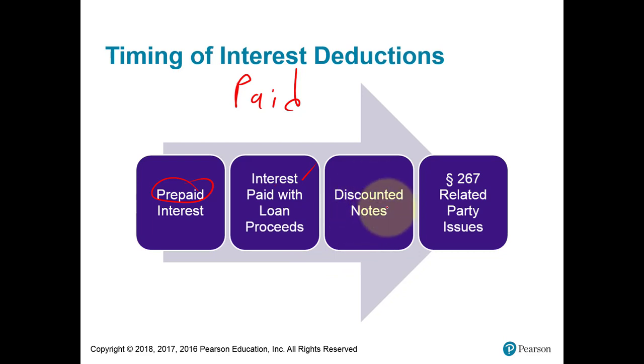Discounting notes basically is just a different calculation on the amount of interest that's due. If you borrow or lend money to a related party, there is the potential of manipulating or moving income and deductions around between the parties. So you've got to charge a fair market interest rate.